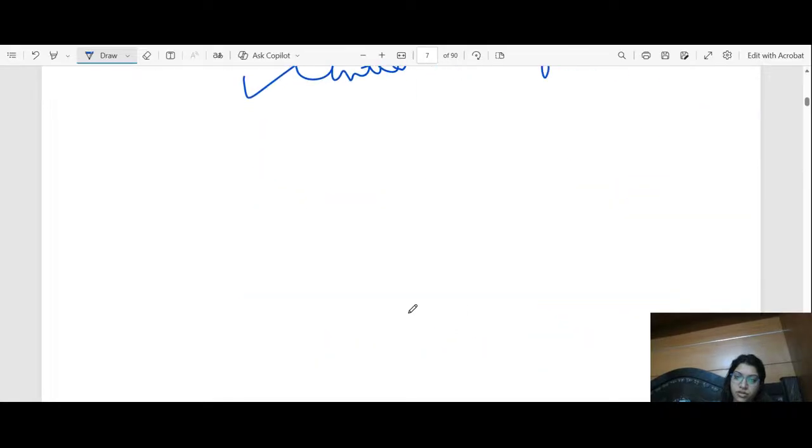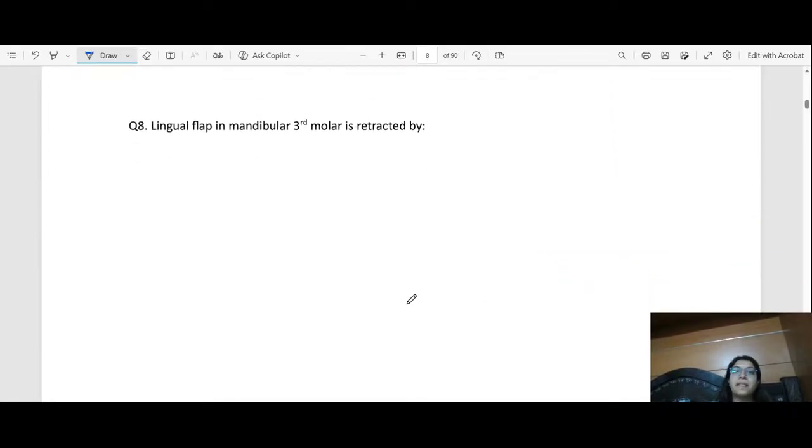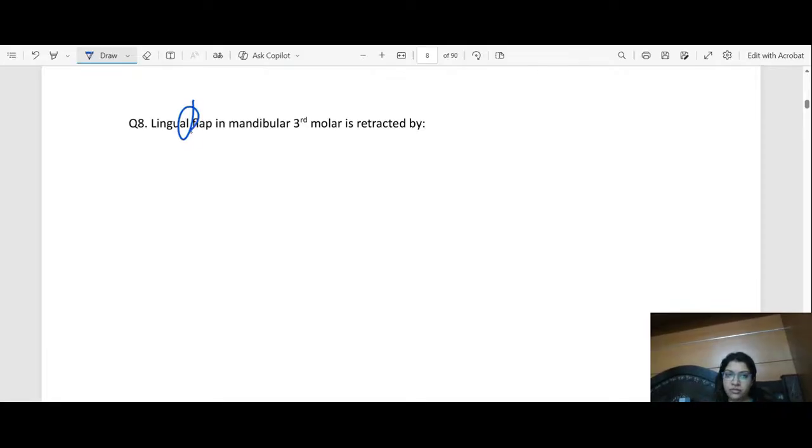Let's come to the next question. The lingual flap in the mandibular third molar is retracted by: Austen retractor, Howard retractor, broad spatula, or it does not matter. We can be confused between the Howard retractor or broad spatula, but we will choose the answer broad spatula.